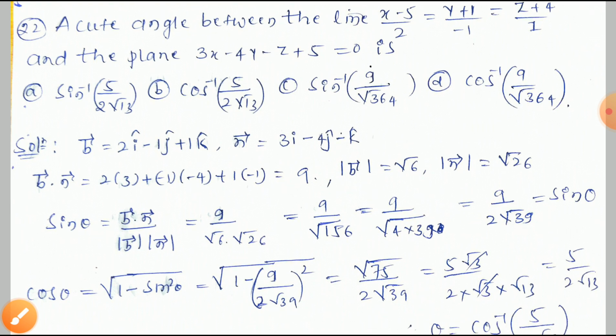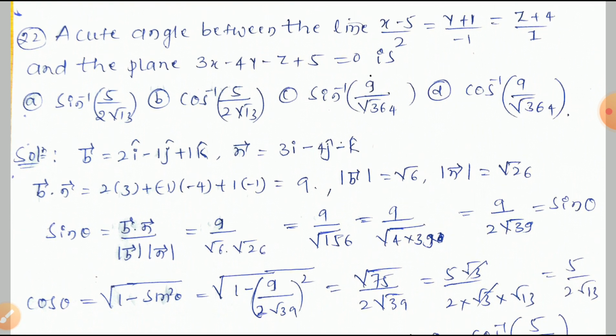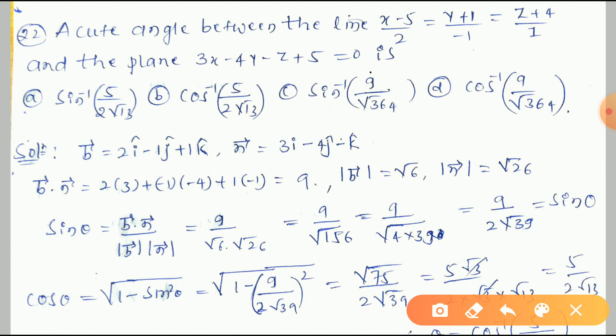Find the acute angle between the line (x minus 5) by 2, (y plus 1) by minus 1 is equal to (z plus 4) by 1, and the plane, which is also given, 3x minus 4y minus z plus 5 is equal to 0. The options are like this: sin inverse of 5 by 2 root 3, and similarly B, C and D are the options. Now I will discuss the solution of question number 22.